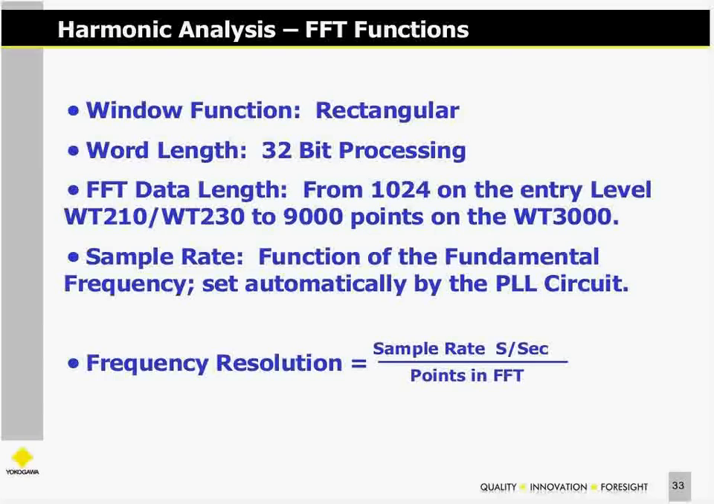With our FFT analysis, we're typically using a rectangular window function. It's 32-bit processing. The actual data length, depending on the instrument, is anywhere from 1024 up to 9,000 points. Then the sample rate is a function of the fundamental frequency, and it's set automatically by that PLL circuit. Now, frequency resolution can be calculated as the sample rate in samples per second divided by the points in the FFT. That'll give you your frequency resolution.